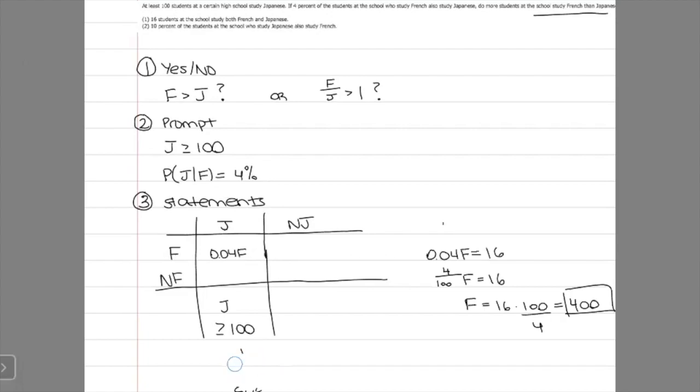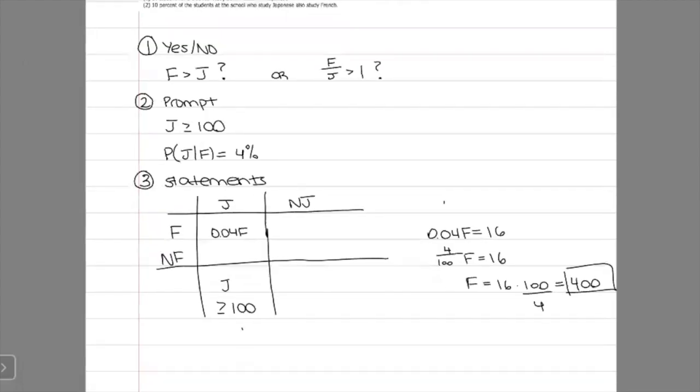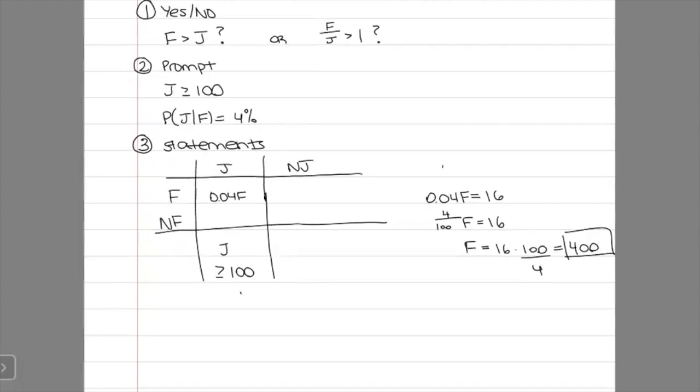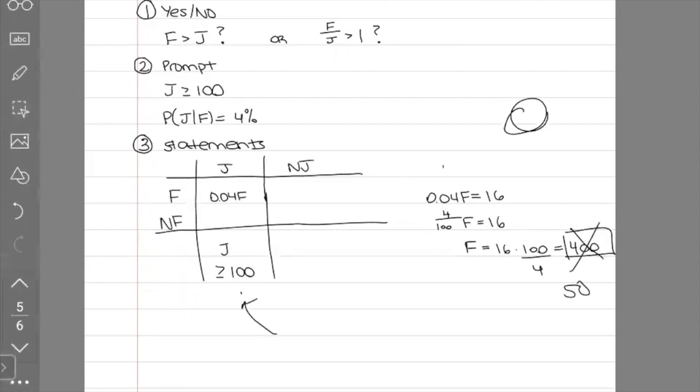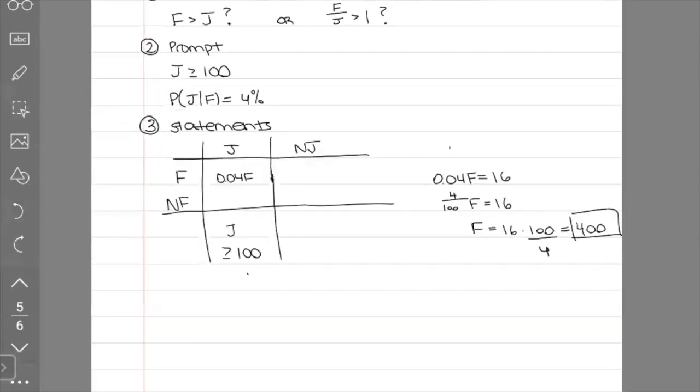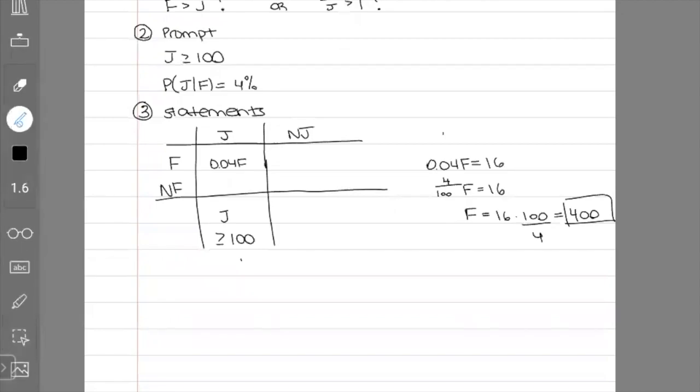If instead we had found something like French is 50, for example, so if we pretend that this number here was actually 50, then we could say for sure that French is definitely less than Japanese. But in this case, we just don't know with 100% certainty. So this one is not going to be sufficient.